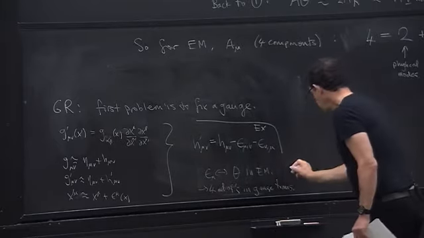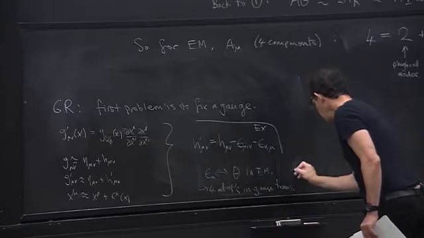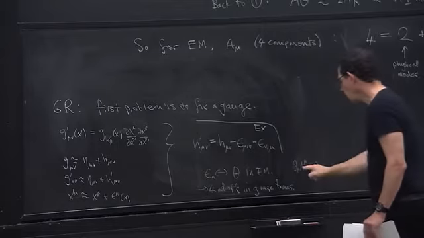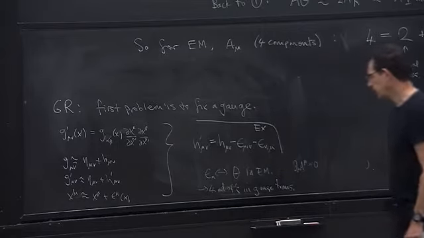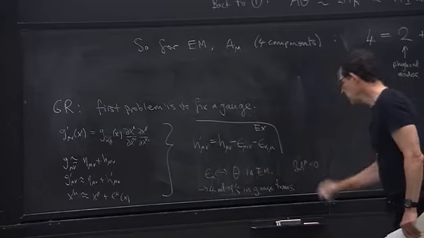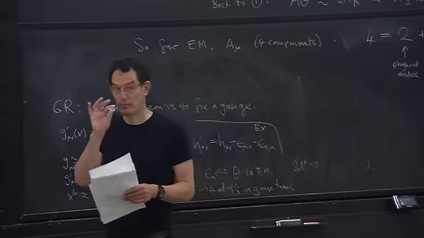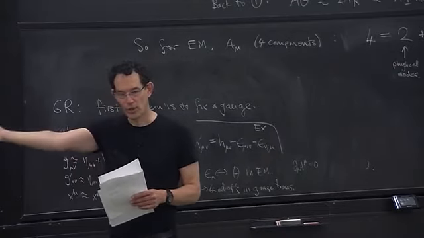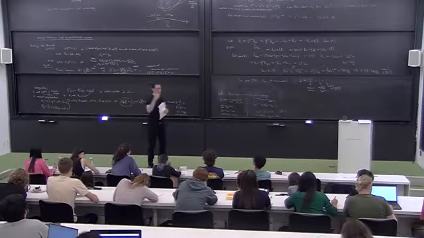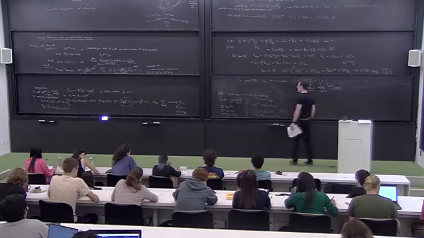Okay, so in electromagnetism, we picked a gauge, d mu A mu is 0. One gauge condition to fix one gauge degree of freedom. What do we do in general relativity? I've got to write down something. I've got to write down 4 conditions because I've got 4 coordinates I could change. I need to write down 4 equations which fix the gauge. So what can I write down?